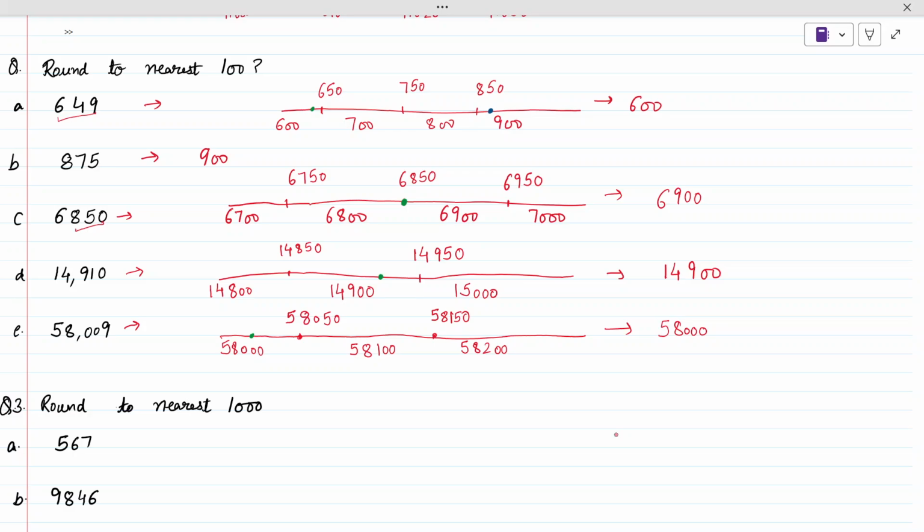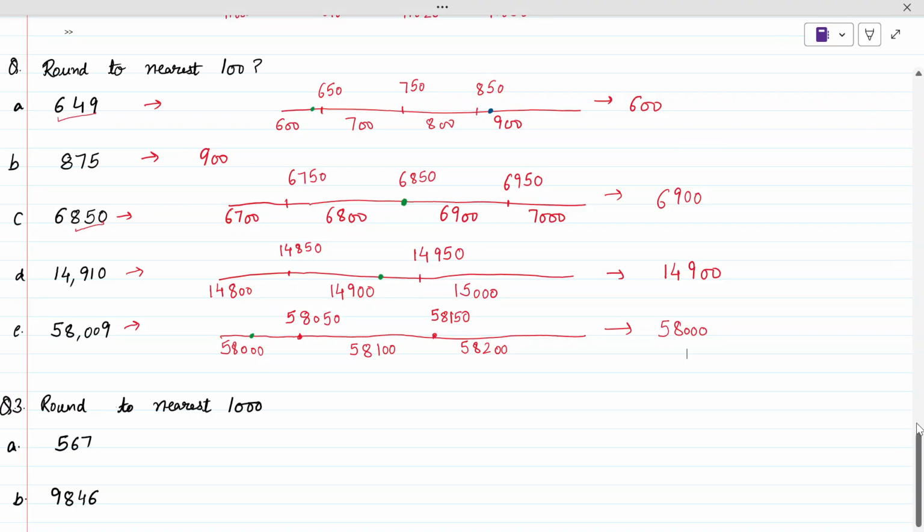We'll plot. We will see the given number. It lies near to which multiple. Okay, the lower end, the upper end or the half. If it is near the lower end, we will take the lower number. If it is near the upper end, we will take the upper number. If it is half, then also we will take the upper number. जैसे हमने अभी पढ़ा था.